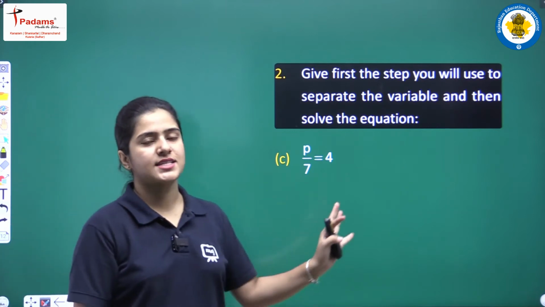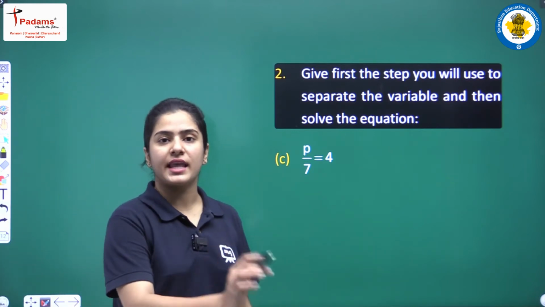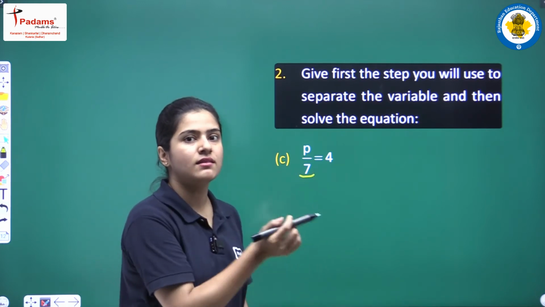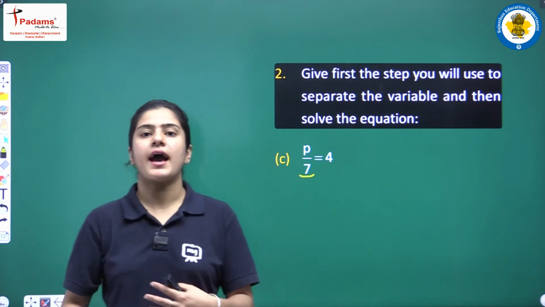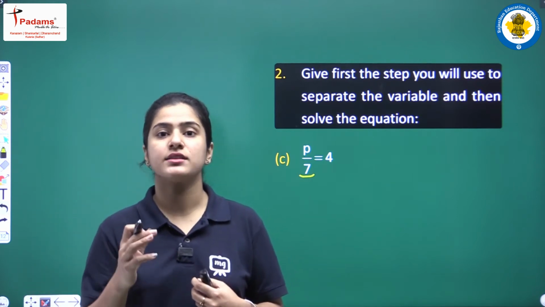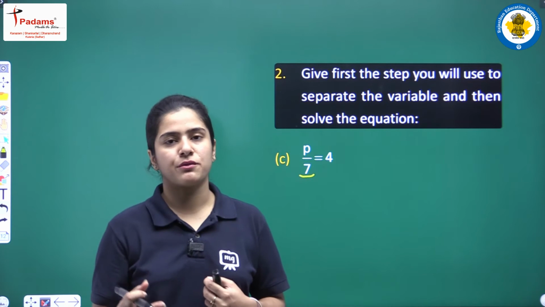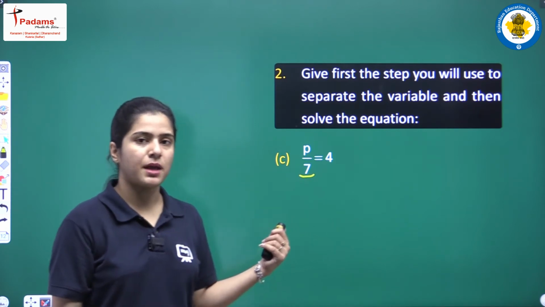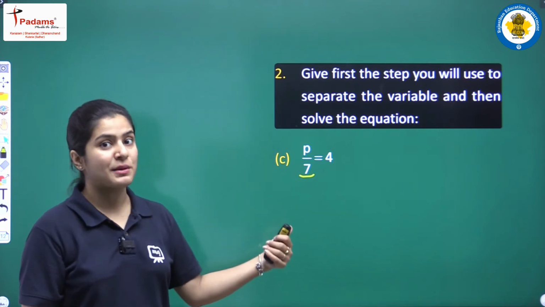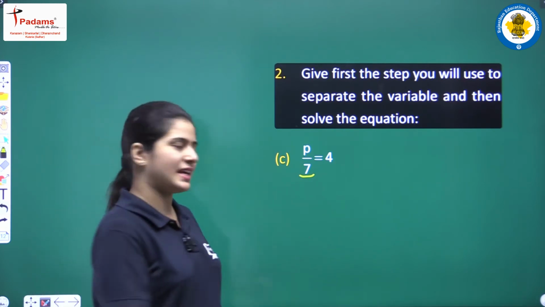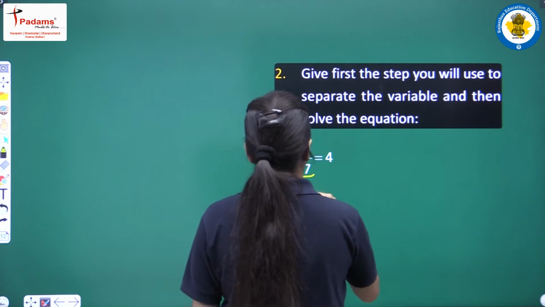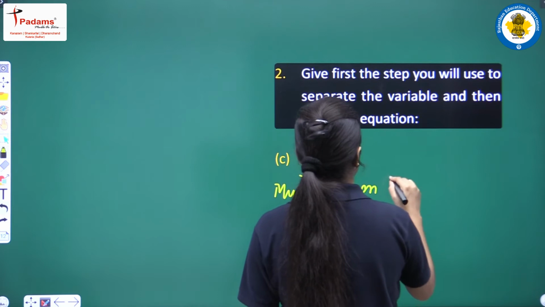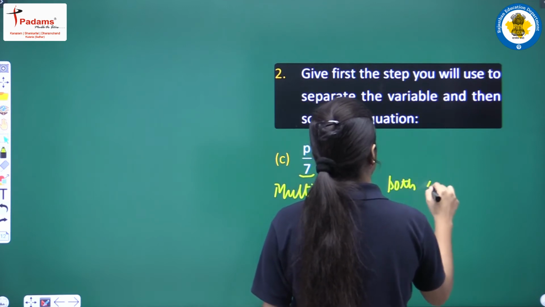P upon 7 is equals to 4. Now students, you can have a look that it is 7 with the variable in the division. So if we have to eliminate the thing that is with the variable, we need to perform the opposite operation by the same number on both the sides. So we'll multiply 7 on both the sides. Right students?